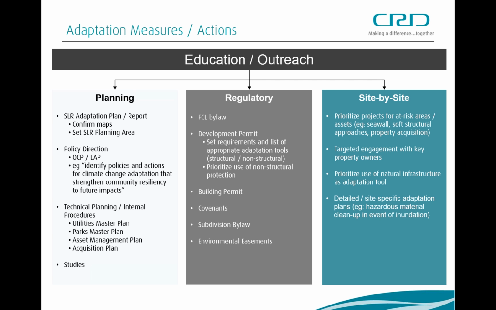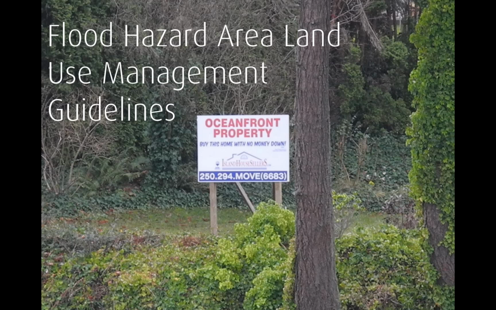And we heard that municipalities are keen to prioritize use of Green Shores or non-structural soft armoring tools instead of, you know, your hard armoring. Using building permits, covenants, subdivision bylaws, and environmental easements are other ways that municipalities saw could work for them.